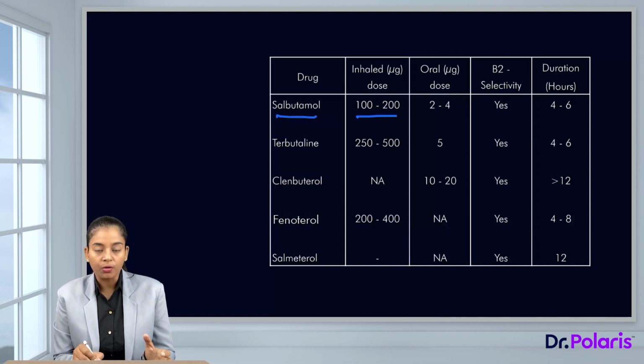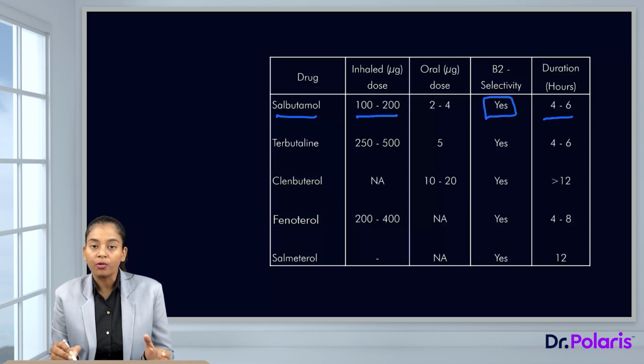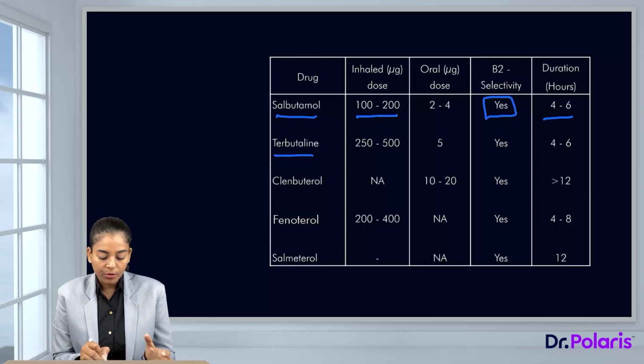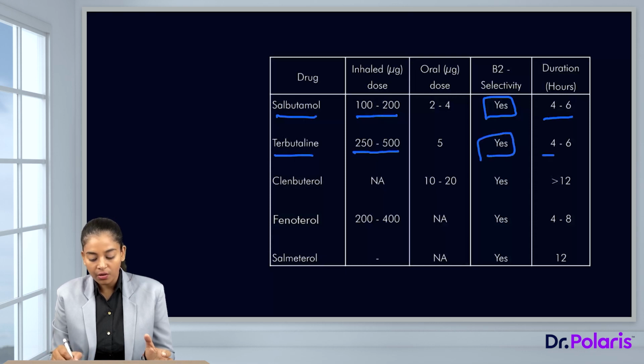Salbutamol, the dose is 100 to 200 micrograms. It is a selective beta-2 receptor agonist and it acts for a period of 4 to 6 hours. Terbutaline, the dose is 250 to 500 micrograms. It is also a beta-2 selective drug and it also acts for a period of 4 to 6 hours.